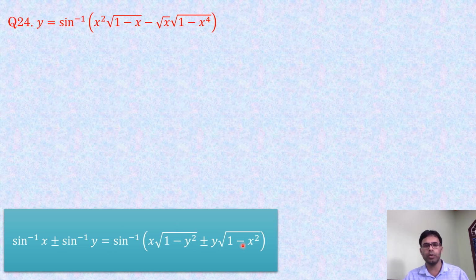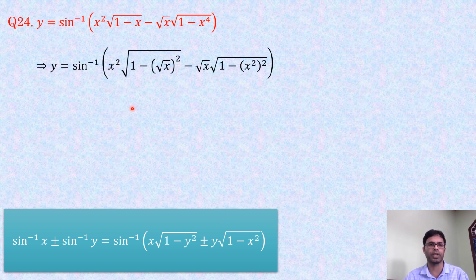So I am going to use this formula here, but this formula is not directly applicable here. We have to make some modification before using this formula. So you see that modification first. So y is equal to sine inverse, this is x square into root over 1 minus, this x can be written as root x whole square, like this. This root x is working as y. Is that clear? Root x is working as y, and this x square is working as x. Then here it is minus, so I am using minus here.